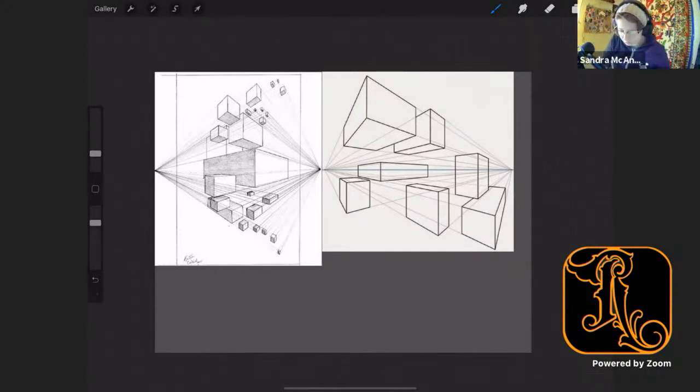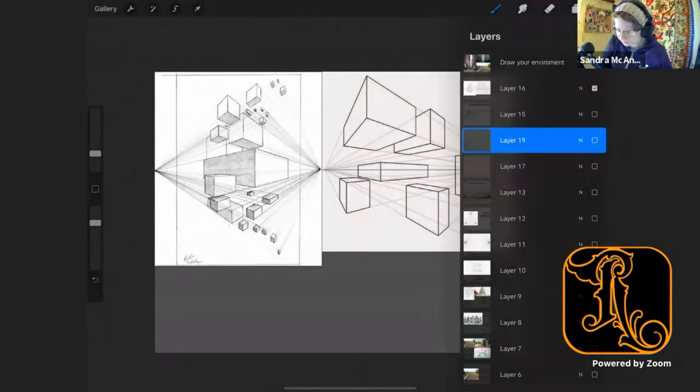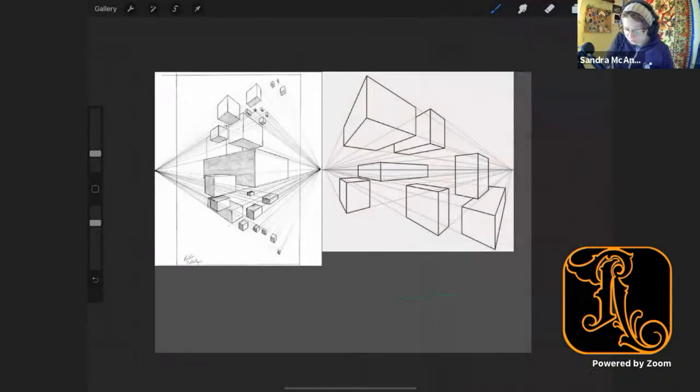Or if you were doing one-point perspective, you do converging this way, because where are your orthogonal lines traveling to? They're traveling this way. Where's your vanishing point? Somewhere over here. Where's your horizon line? Well, the box is sitting on the horizon line, so it's got to be somewhere here. Are we understanding? Are we getting it?